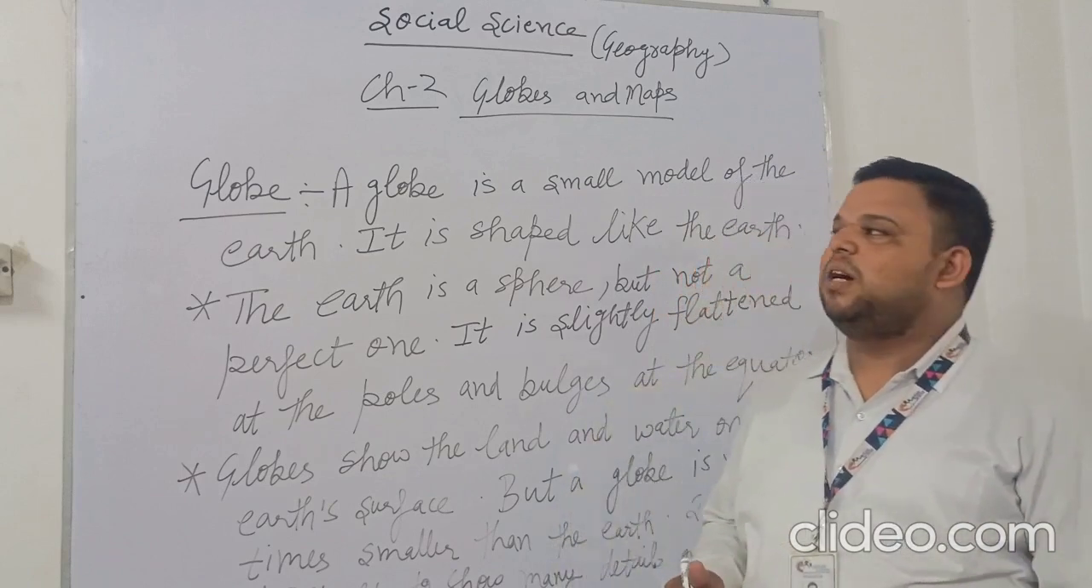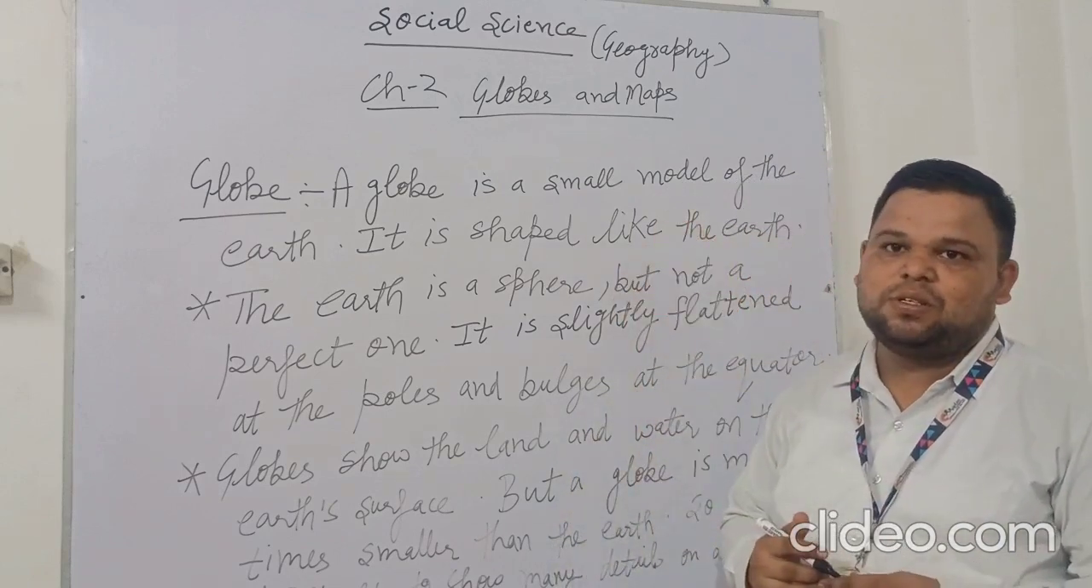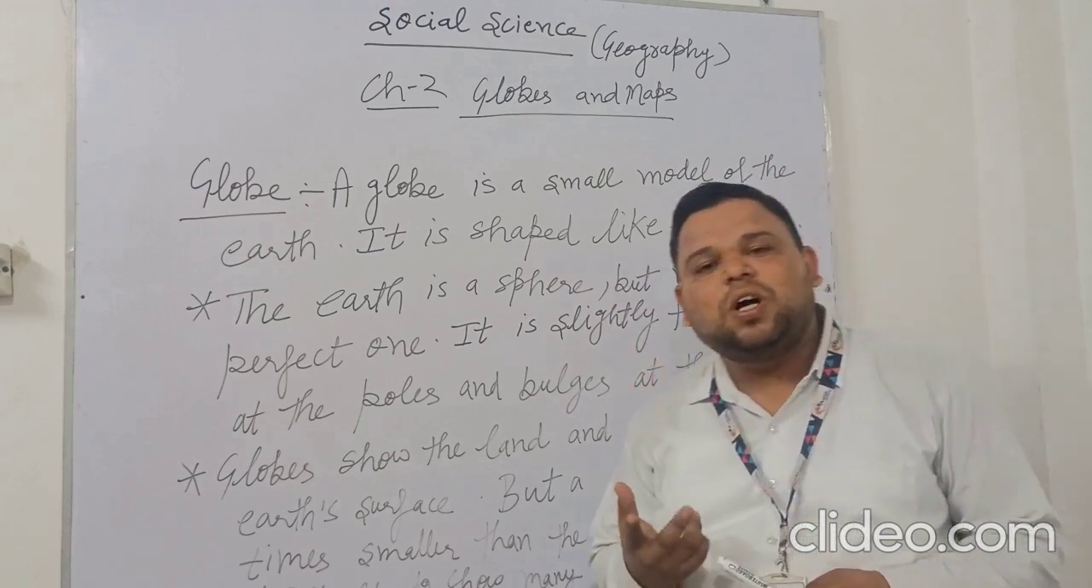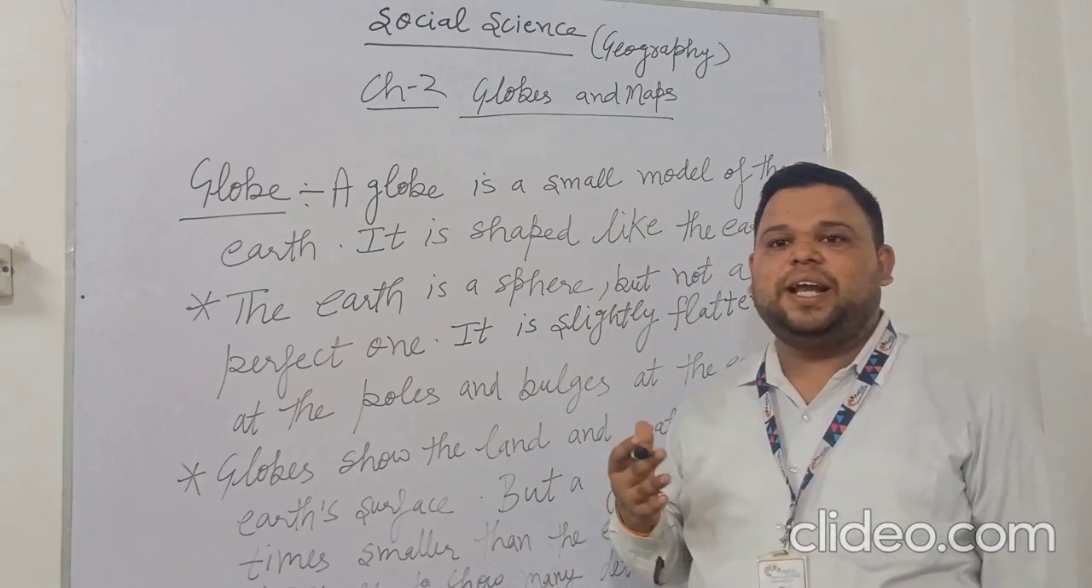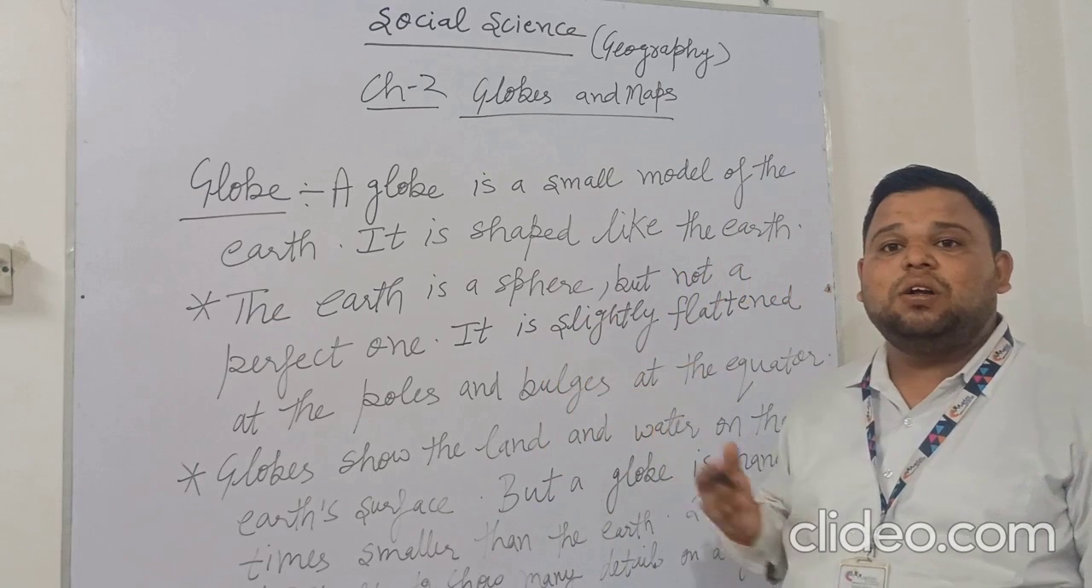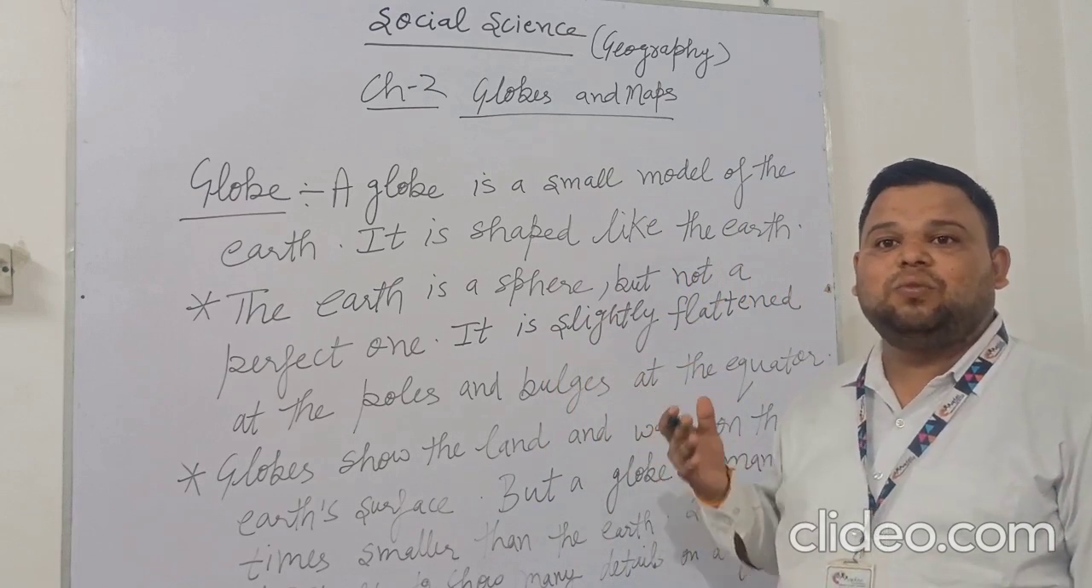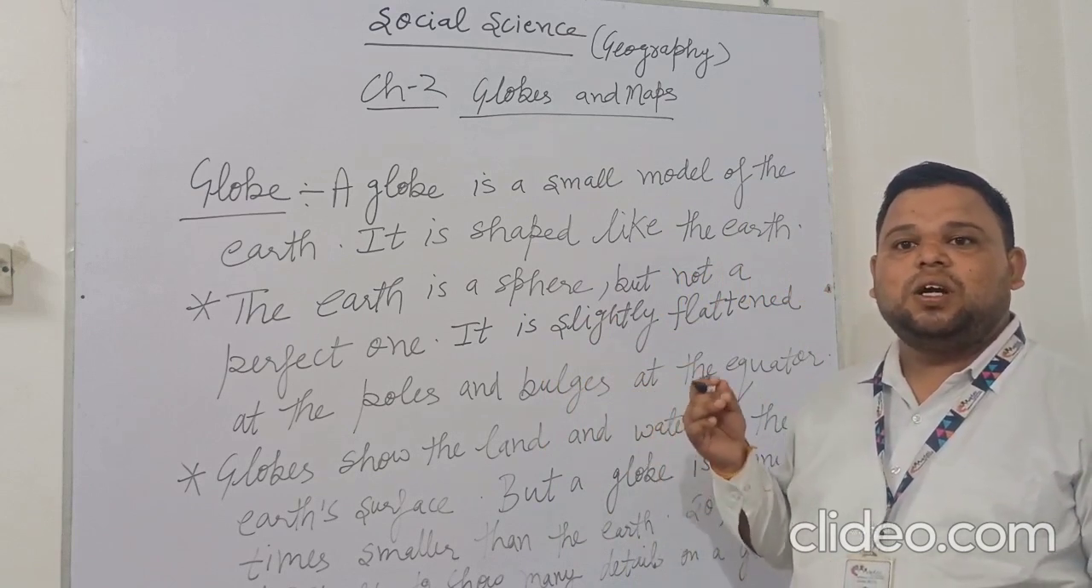Students, today we are discussing chapter number 2, Globes and Maps. Now, the shape of the earth. For a long time, people believed that the earth was flat, and if one traveled far enough in a single direction, one would fall off into space.